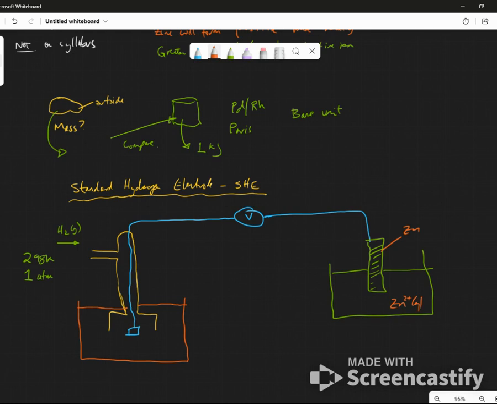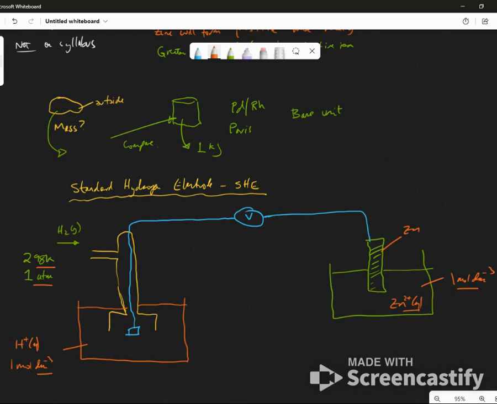Now, this solution on the left is H+ ions, aqueous, and the concentration of this must be 1 mole per decimeter cubed to make it standard, and the concentration of this zinc must be 1 mole per decimeter cubed as well. That's the standard concentration. Standard pressure is 1 atmosphere, 298 K. Standard concentration is 1 molar, and 1 molar. Okay, I think that's everything.